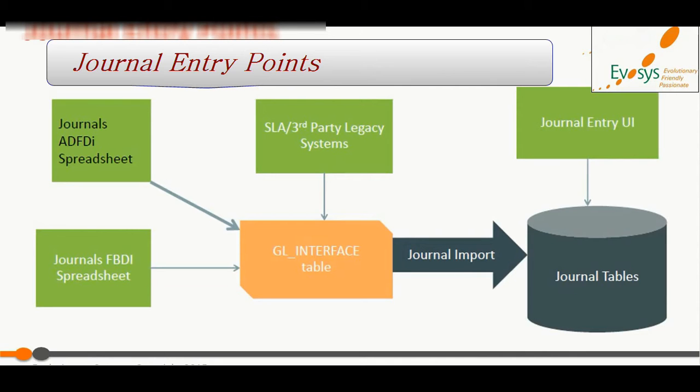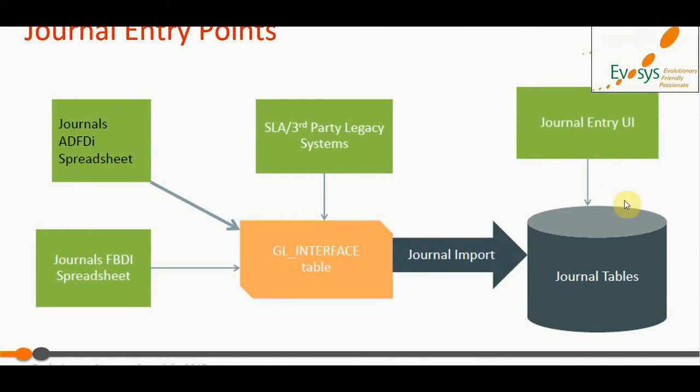Apart from above three sources, there is one other common source, and that is a journal entry user interface, which is the seated form in Oracle Fusion application, where you can create a journal and post it into a general ledger. So if you analyze the diagram, first three sources hit the GL interface table, and after which, entries are transferred to journal tables. However, journals entered from user interface are transferred to journal tables directly.